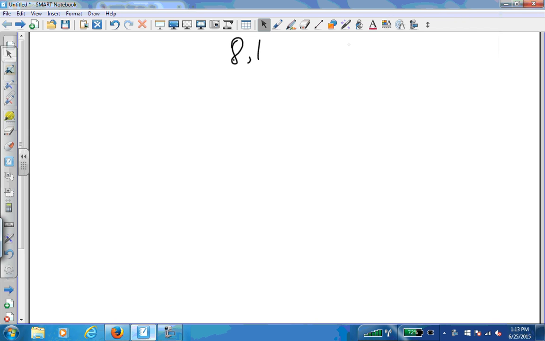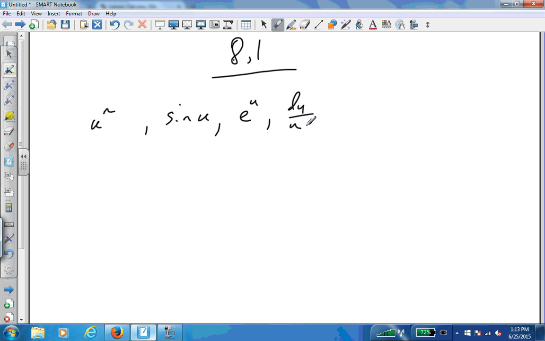In 8.1, we look at an overview of different integration rules. We've gone in and we've looked at how to integrate a variety of things. We started out integrating things raised to a power. We've looked at integrating trig functions. We've looked at integrating e to the u, du over u, which integrates into natural log.